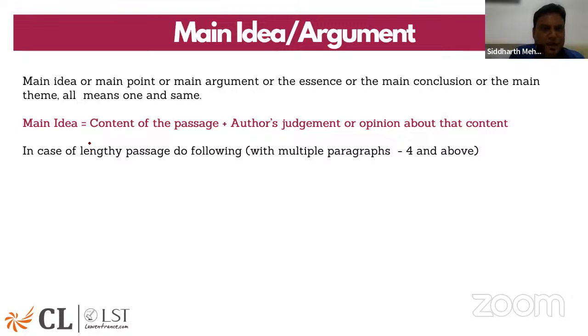So to identify the main idea of the passage, I have to identify two things. What is the content of the passage and what is the author's judgment on that particular content. So content of the passage plus author's judgment of the content. Please remember C plus J. C plus J is the main idea of the passage. Content of the passage plus author's judgment or opinion about that content. If you can find this, most of the questions you will see are related to this only in any passage.